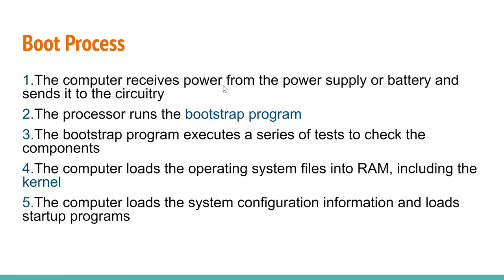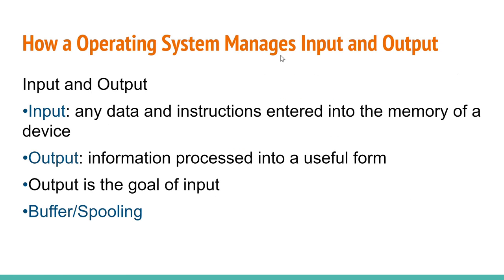Boot process. The computer receives power from the power supply or battery and sends it to the circuitry. The processor runs the bootstrap program. The bootstrap program executes a series of tests to check the components. The computer loads the operating system files into RAM, including the kernel. The computer loads the system configuration and information and loads startup programs.